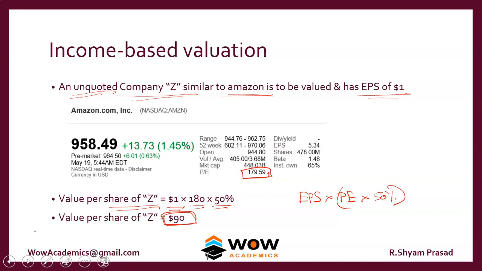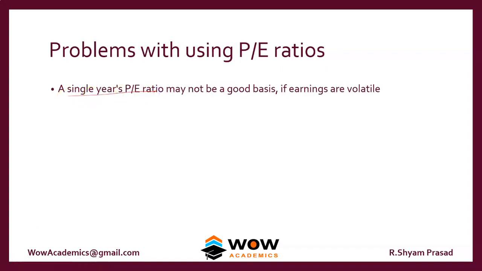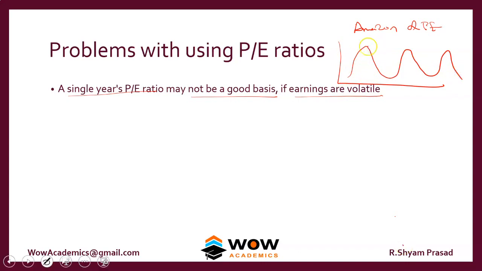So I think you got an idea. There are many problems with using a PE ratio to value an unquoted company. A single year's PE ratio may not be a good basis if earnings are volatile. So if the value of Amazon and its PE are going to be in fluctuation, then we can't use Amazon's PE. For example, if Amazon's PE is 180 at one point of time and 80 at another point of time, which PE will you take? That becomes a problem.